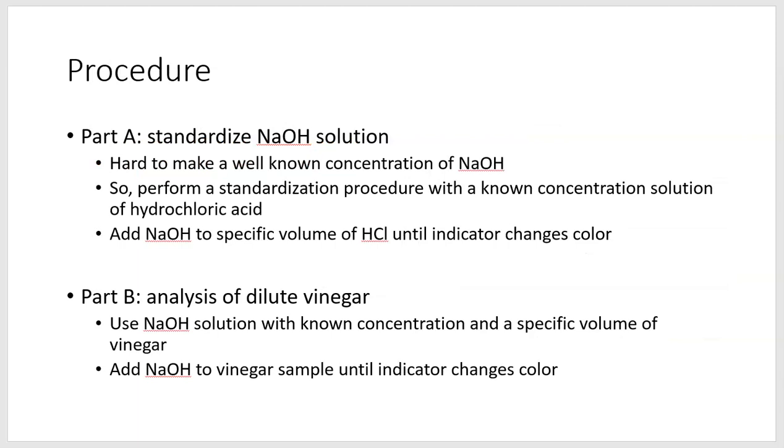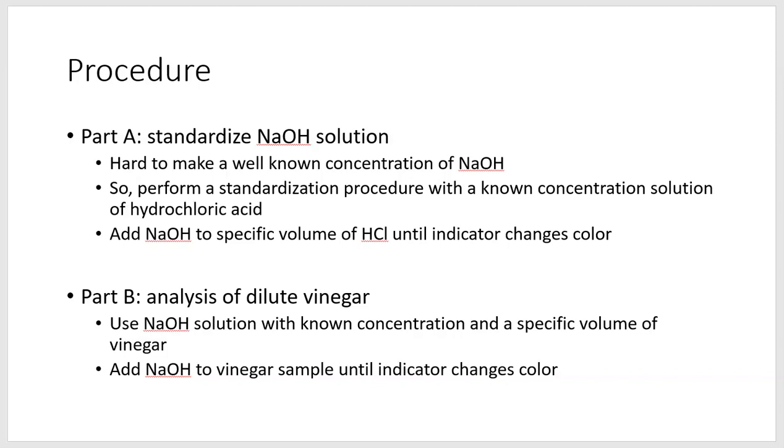So the procedure we're going to go through is, I didn't mention this before, but the sodium hydroxide solution, we need to know its concentration very well in order to calculate the amount of acetic acid. The trouble is it's hard to make up a very precisely known concentration of sodium hydroxide. When we buy it from a company, it tends to have some sodium carbonate impurities, and that acts differently, so we want to be wary of that.